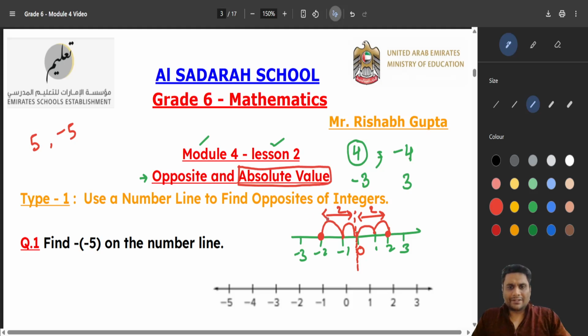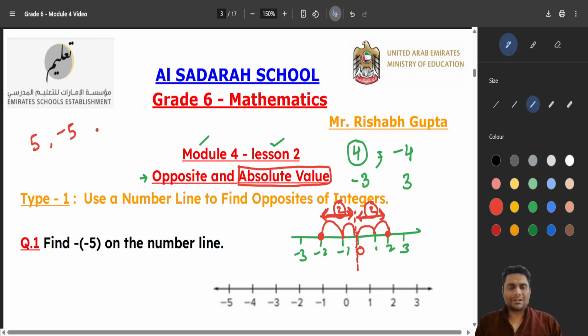Absolute value is basically the distance of any number from 0. And as you can see, the absolute value is never negative. For minus 2 the distance is 2 steps, and for positive 2 also the distance is 2 steps. So absolute value is never negative.